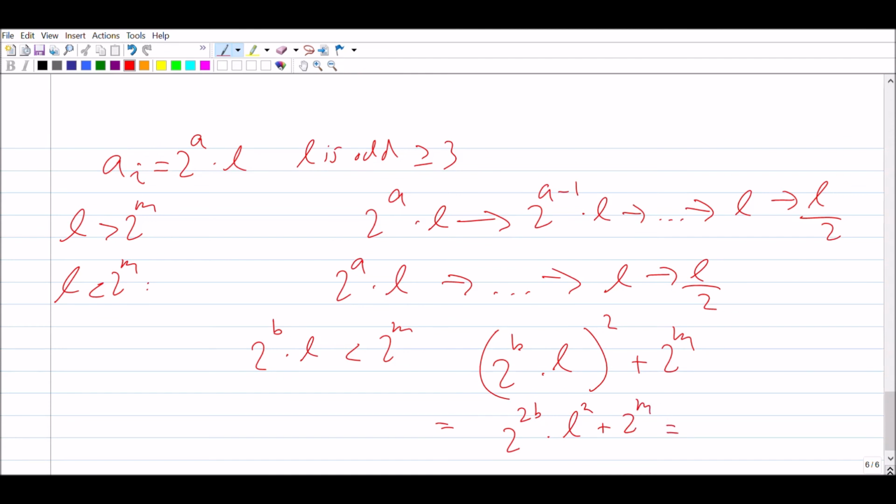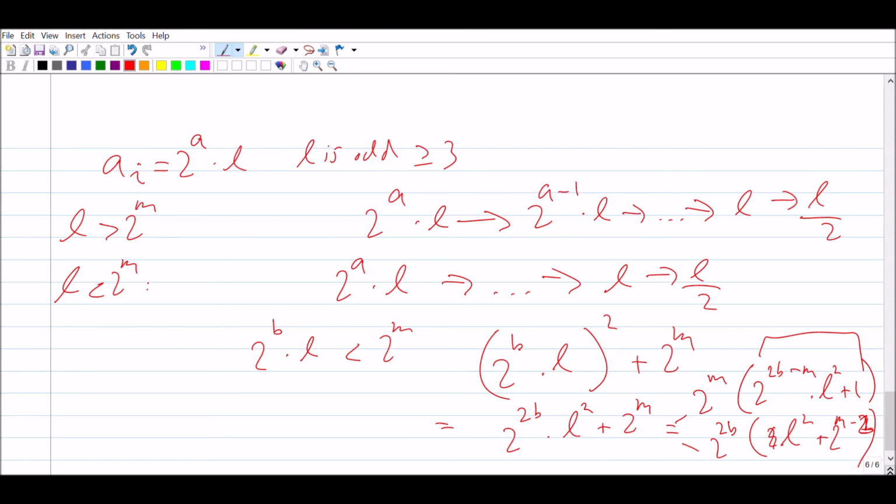Now there are two possibilities. If m is less than 2b, then this will be factorized as 2 to the power m times (2 to the power 2b minus m times L squared plus 1). And if 2b is less than m, then we have 2 to the power 2b times (L squared plus 2 to the power m minus 2b). Again, the term inside the parentheses is odd: in the first case, the first term is even but we're adding 1, and in the second case, L is odd, so we're adding a power of 2, which is also odd.